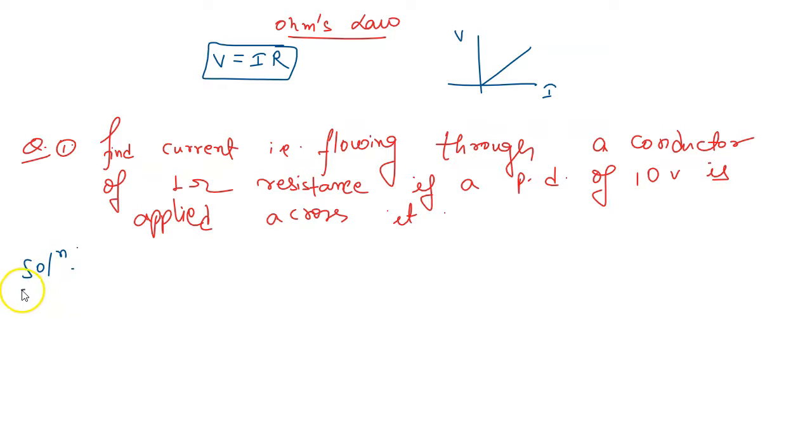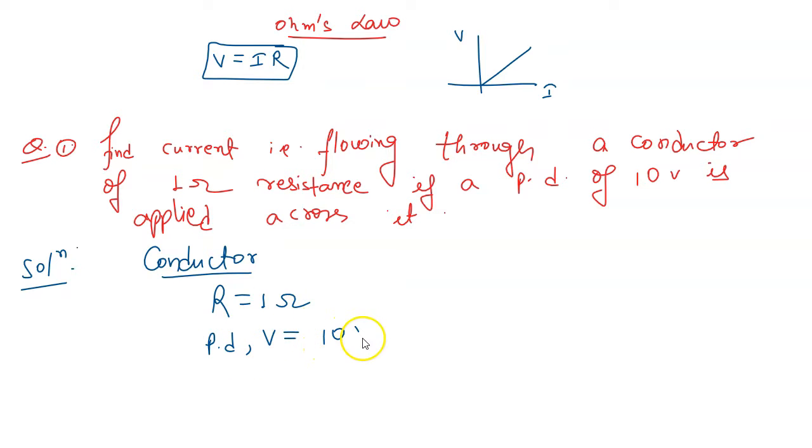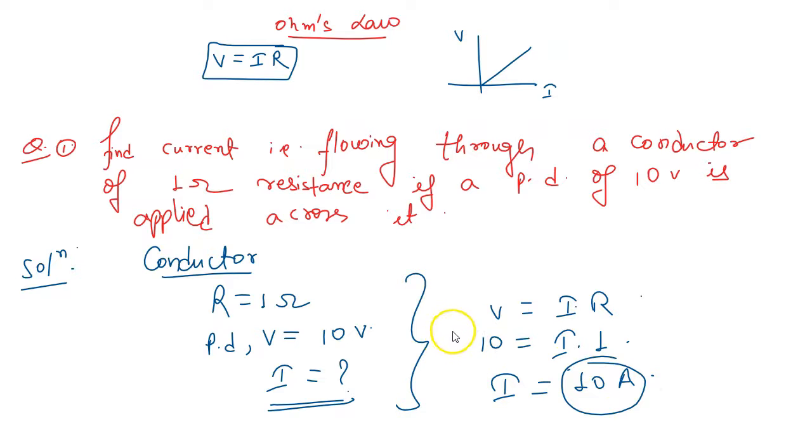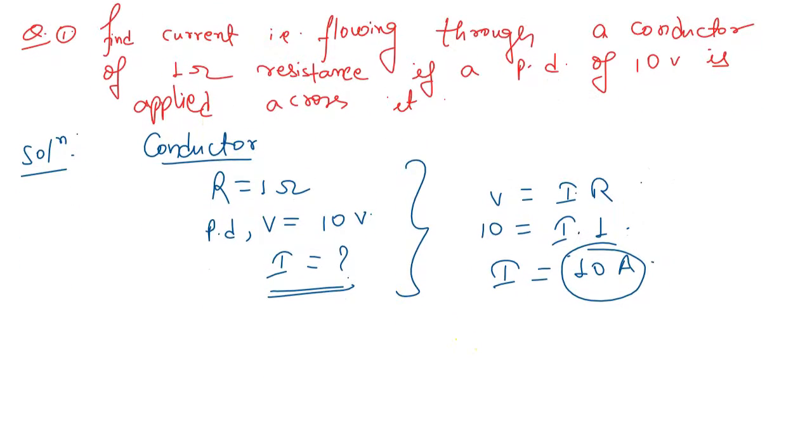So here let us first see what is given. There is a conductor and the resistance of the conductor, that is 1 ohm, is given. The potential difference, that is V, applied across the ends, it's 10 volt, and we need to figure out what is the amount of current. So how we can relate R, V and I using V is equal to I into R. So if we put the values here, 10 is equal to I times 1, this gives us the value of I as 10 ampere. So 10 ampere is the answer. It's the amount of current that we need to figure out.